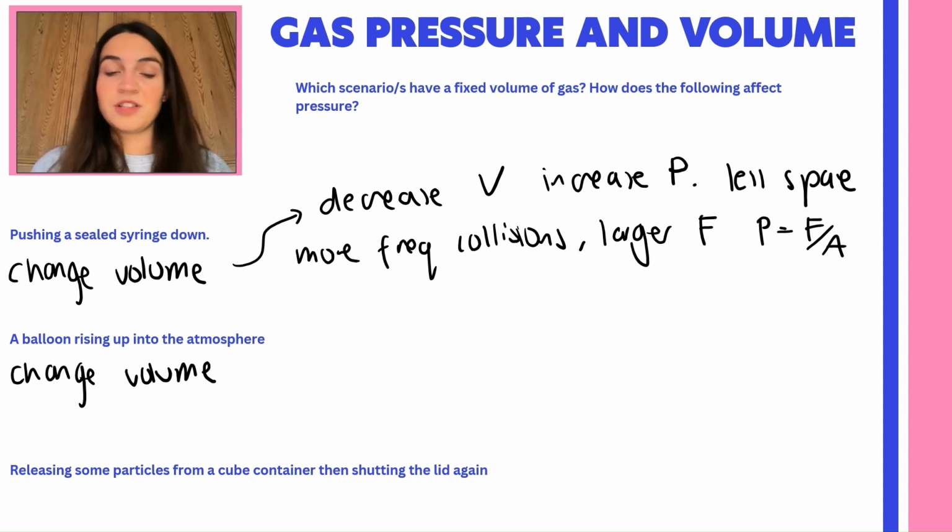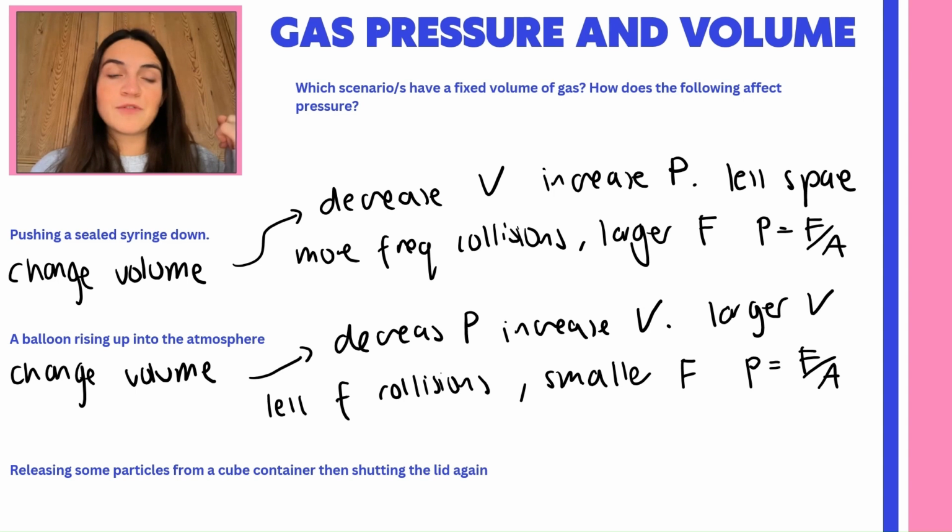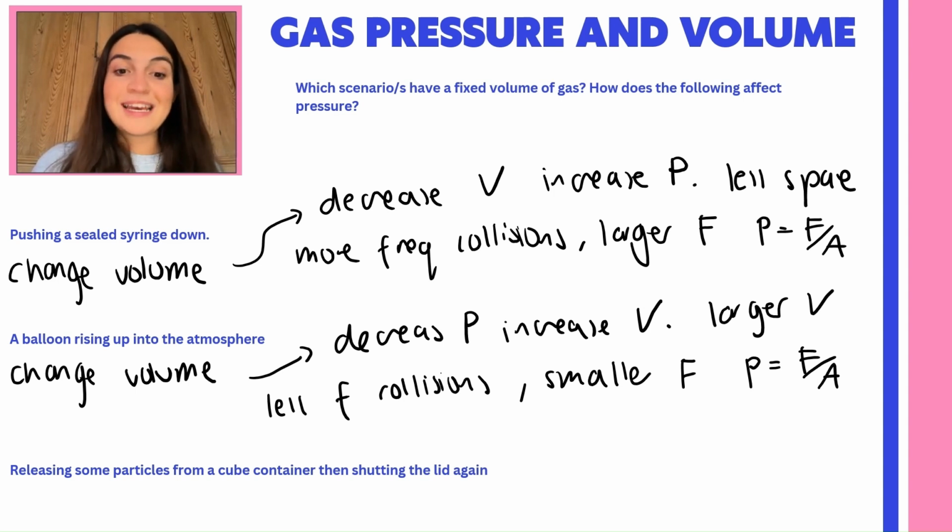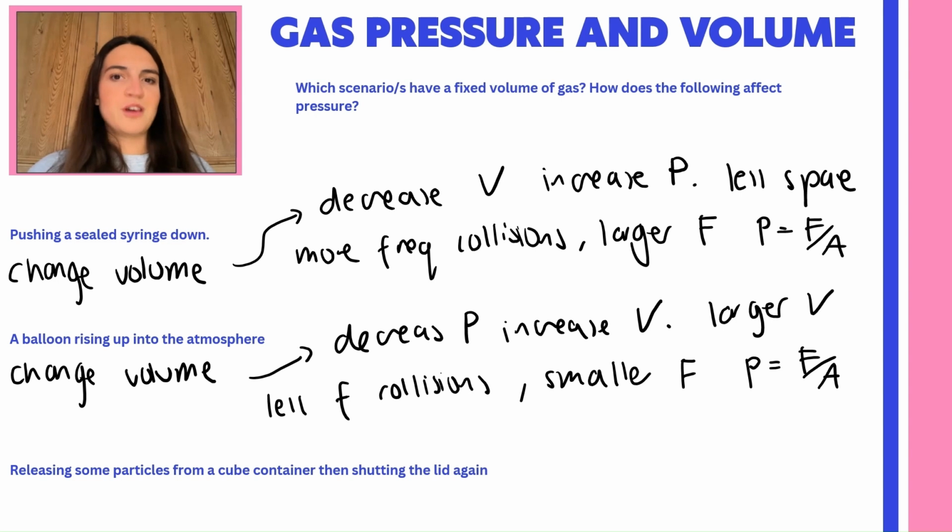And what have I done to the volume? Well, how would I know that it's expanded rather than contracted? It's because I know as I go up into the atmosphere, the pressure decreases and therefore the volume increases. Larger volume, so you have less frequent collisions of your gas particles inside of your balloon with the walls of the balloon, so there's a smaller force on your balloon, and pressure is force over area. So as that volume gets bigger, the pressure gets smaller because of these less frequent collisions.